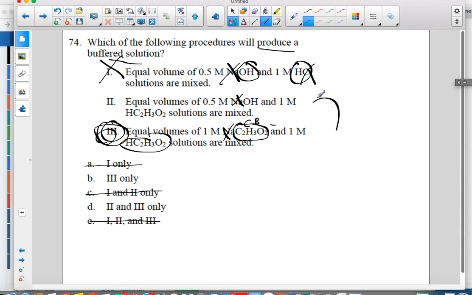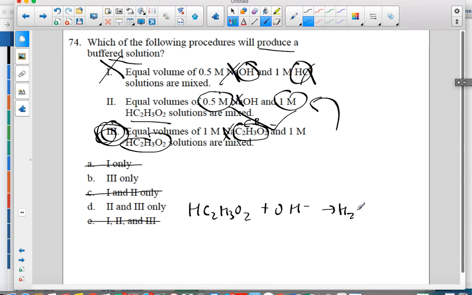This one comes up a lot on the exam. It's kind of tricky because it says equal volumes, but notice the molarity is half the molarity of the acid. So what does that mean? Well, think about it in a titration. If I go HC2H3O2 and I'm titrating with OH minus, what am I going to get on the other side? Water, and I'm going to get C2H3O2 minus.